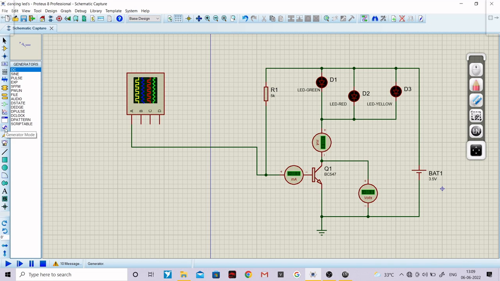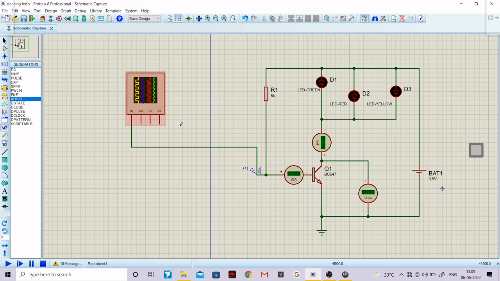As you can see, this is kind of signal generator mode. You need to go into the generator mode, and then select audio over here. Then you have to connect this particular pin to the base of the transistor. And this is the oscilloscope, as you can see over here. I had connected the yellow wire to the base of the transistor.